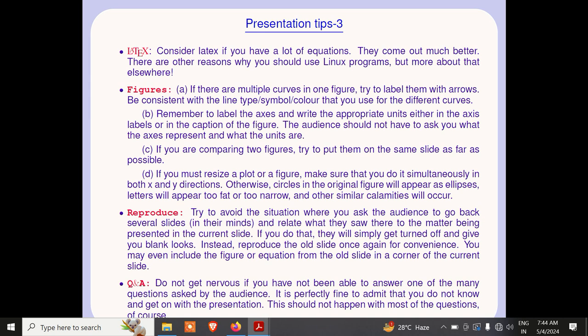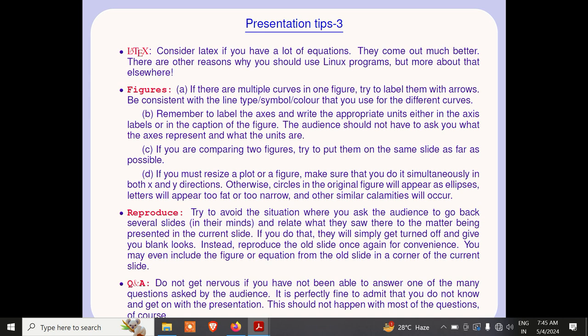Try to avoid the situation where you ask the audience to go back several slides and relate what they saw there to the matter being presented in the current slide. So try to have whatever you are presenting, those contents, right there when you are conveying the things in the current slide.